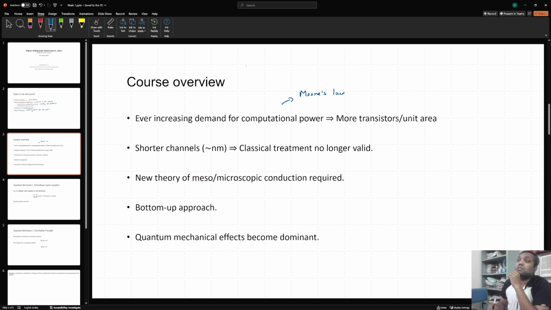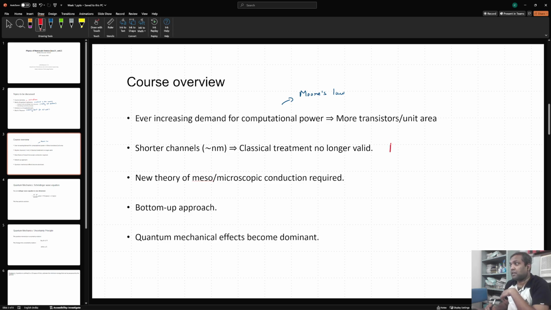This automatically implies that we will need to construct smaller and smaller transistors, and smaller transistors implies shorter channels. The catch here is once we go to the shorter channel limits where the channel length is of the order of nanometers, then we can no longer use the conventional approach that we have for transistors or MOSFETs to analyze the properties of such devices.